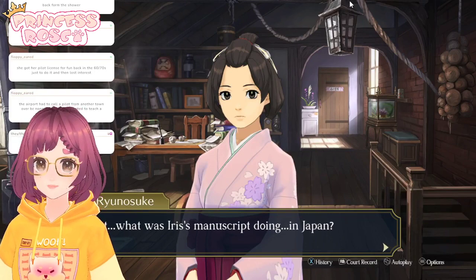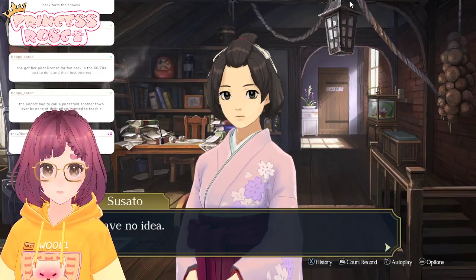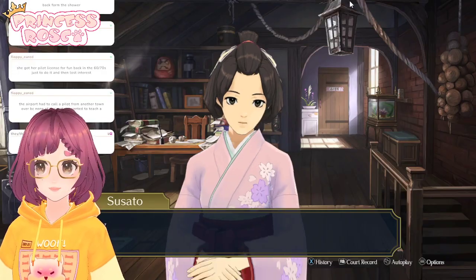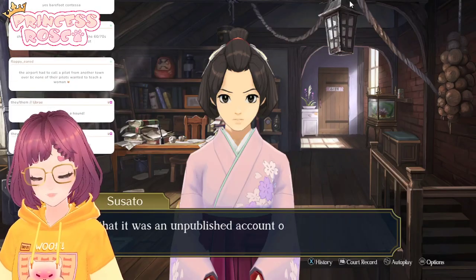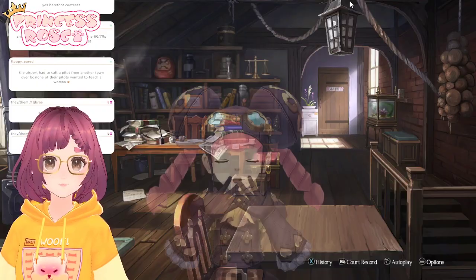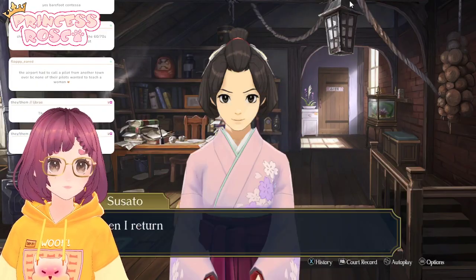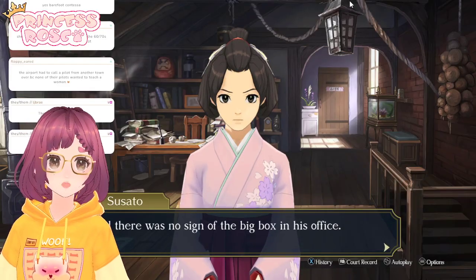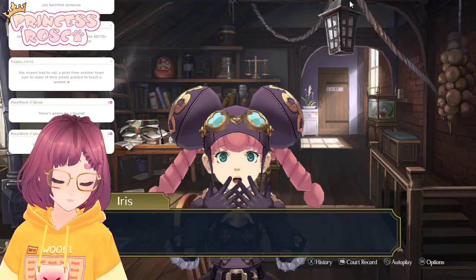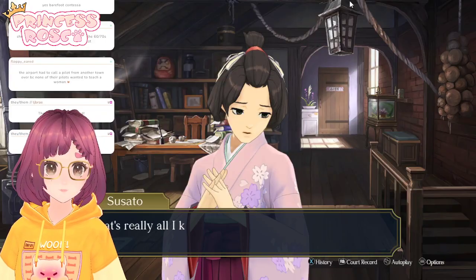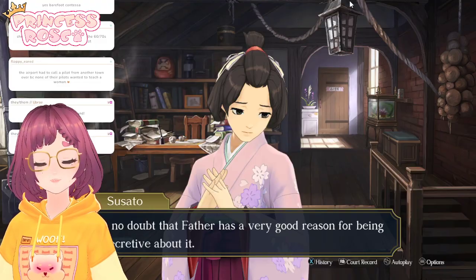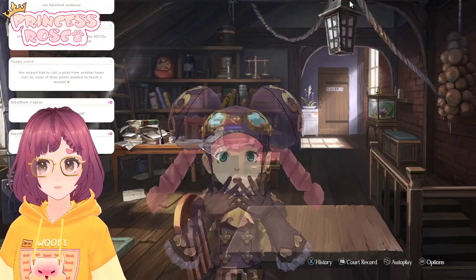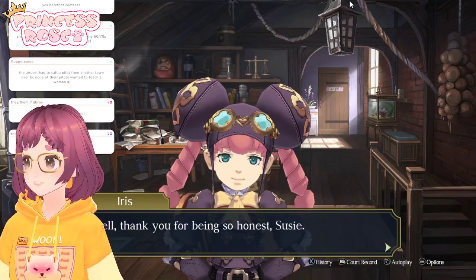But what was Iris's manuscript doing in Japan? I have no idea. But when I heard Iris mention the word Baskerville that day, the title just slipped out. I would never have guessed that it was an unpublished account of one of Mr. Sholmes' exploits. When I returned to Japan, I asked Father to explain, but he refused to answer any of my questions. And there was no sign of the big box in his office. That's really all I know about it. I've no doubt the Father has a very good reason for being so secretive about it, but still... I made up my mind to explain myself to both of you. Well, thank you for being so honest, Susie.